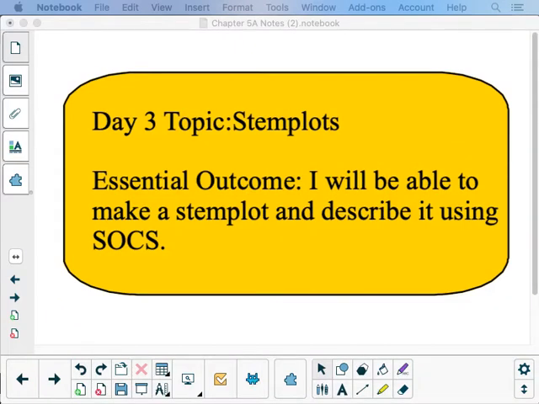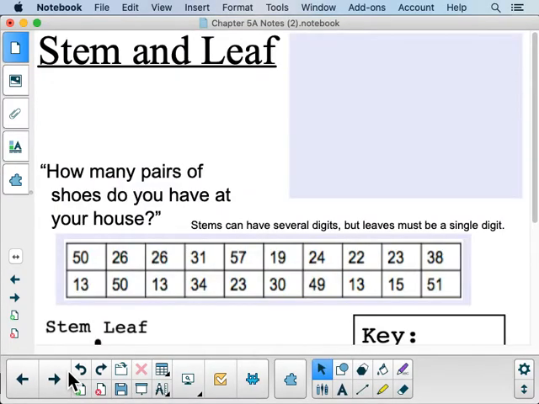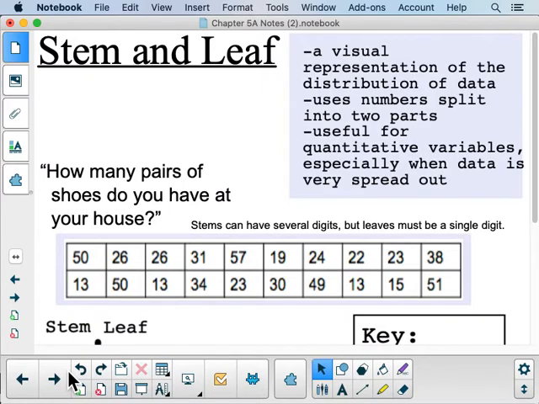This video is for day 3, stem plots, chapter 5a. It's about making a stem plot and describing it using SOCS. All right, stem and leaf plots. Okay, they're a visual representation of the data.